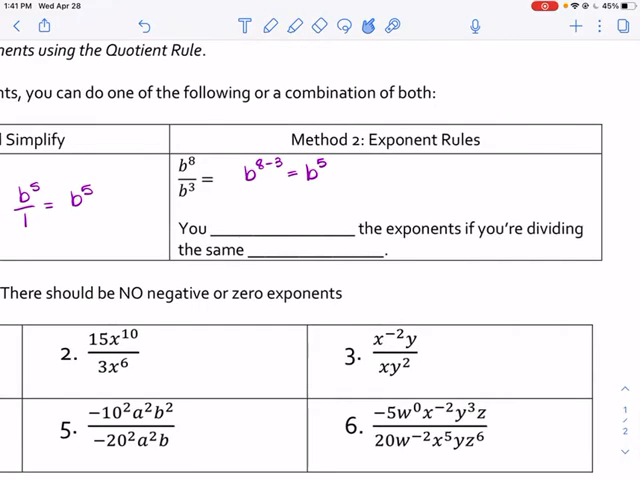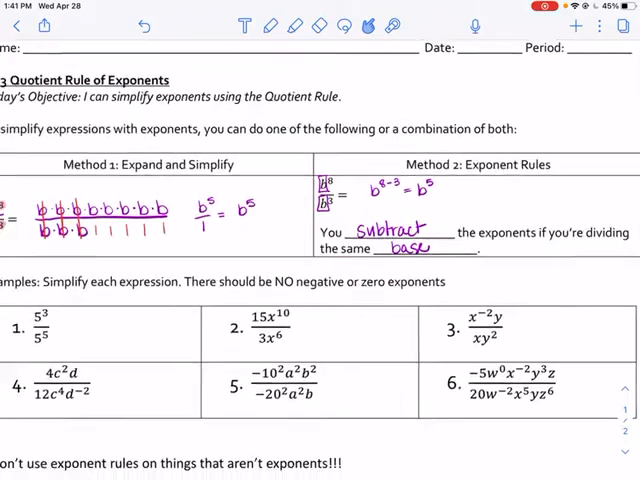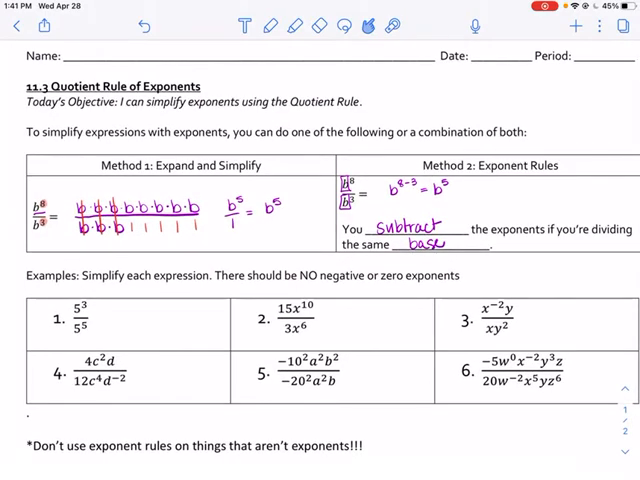What's important to remember is that while you do subtract the exponents, as with all exponent rules, this only works if you're dividing the same base. So the letter or the number on the top and bottom has to be the same thing. If it is not the same thing, you cannot use the exponent rules. Let's go ahead and do some examples.